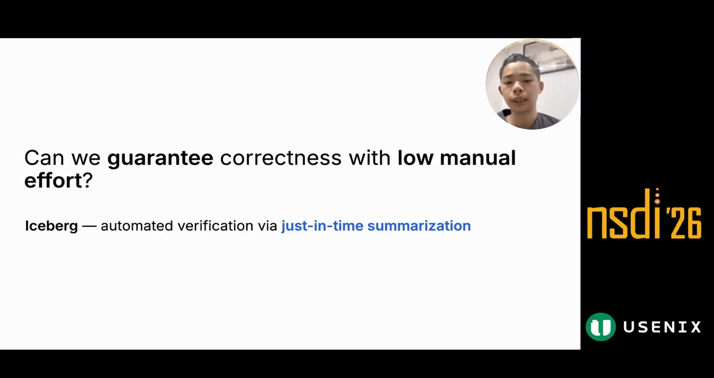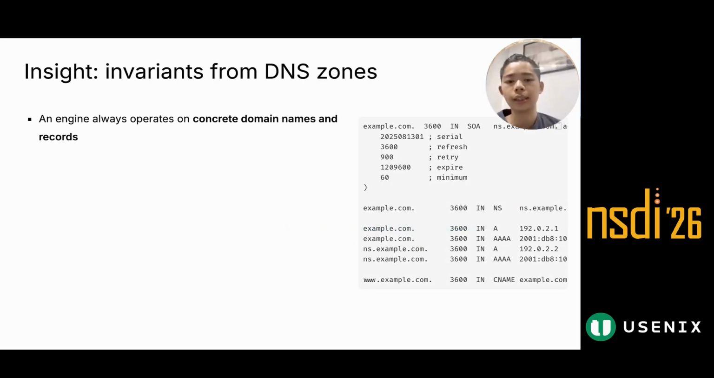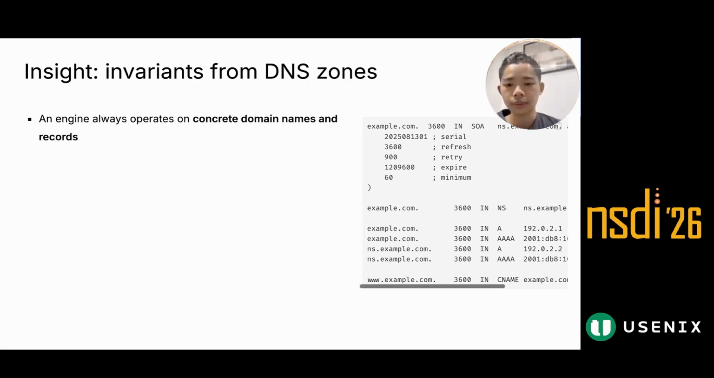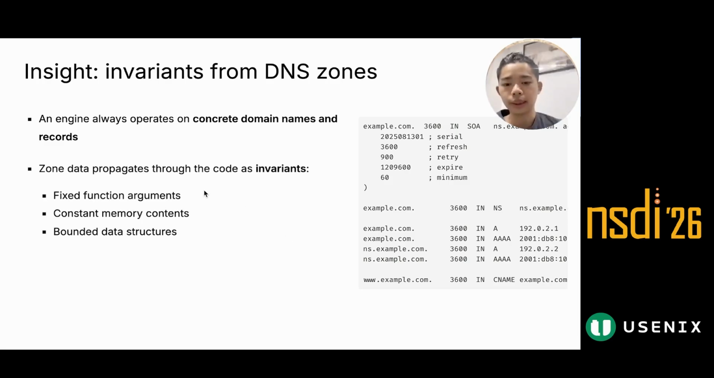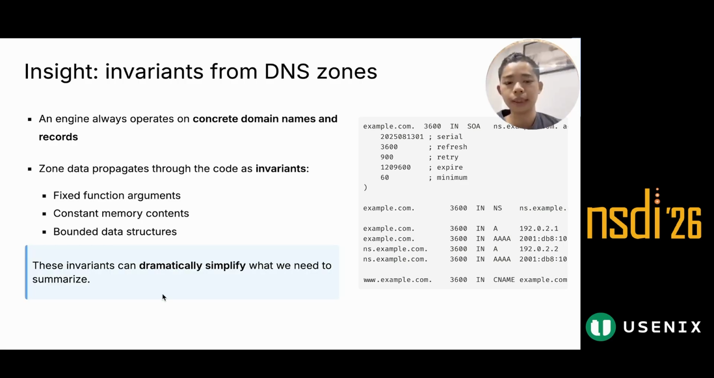To do this, we introduced an approach called just-in-time summarization. The key insight behind JIT summarization comes from how DNS engines actually operate. An engine always works with configured zones, which are concrete sets of domain names and records, like shown here. So when a query arrives, the engine traverses the zone data for a response. This means that zone data propagates through the code as invariants, such as fixed function arguments, constant memory contents, and bounded data structures. And these invariants can dramatically simplify what we need to summarize for a given piece of code, which in turn simplifies verification.